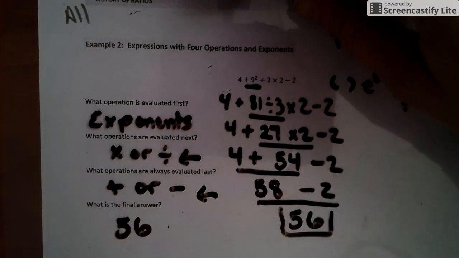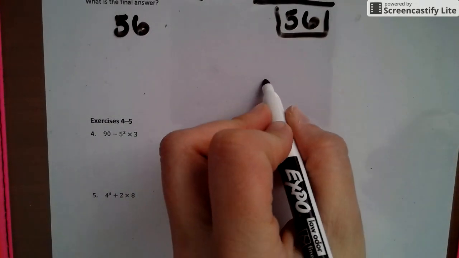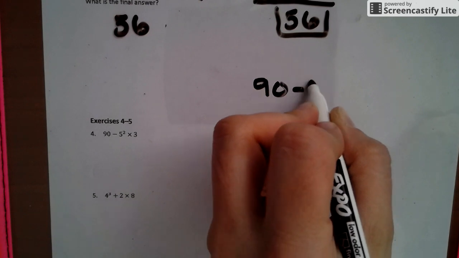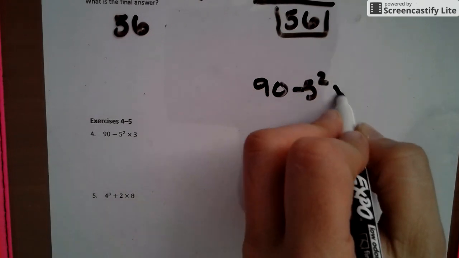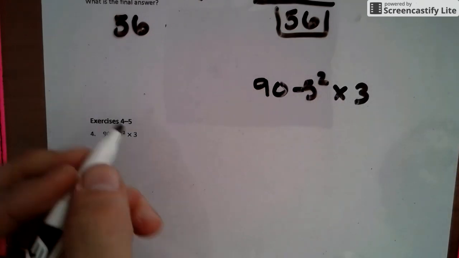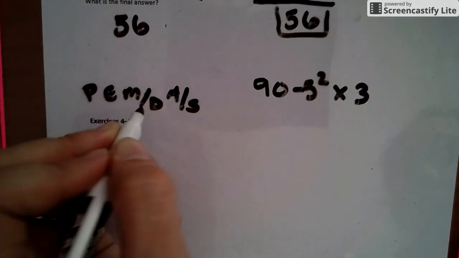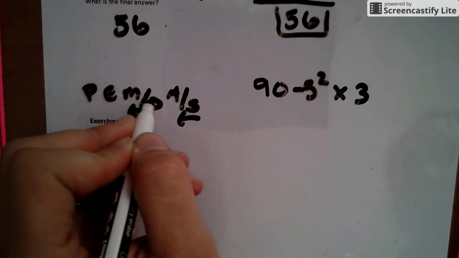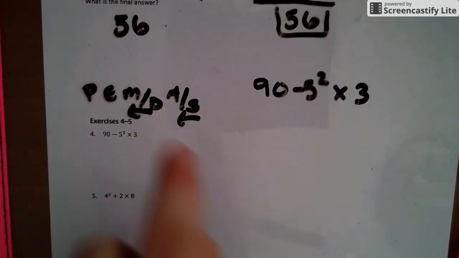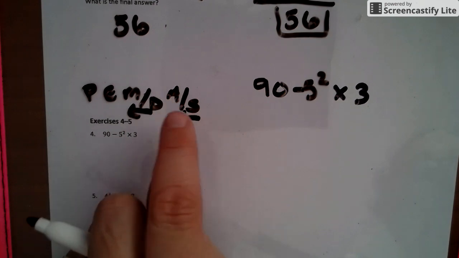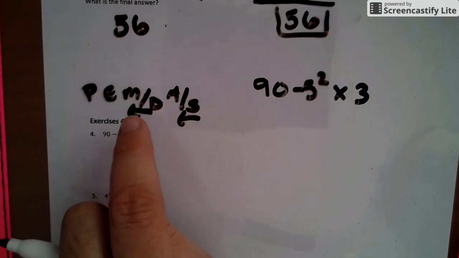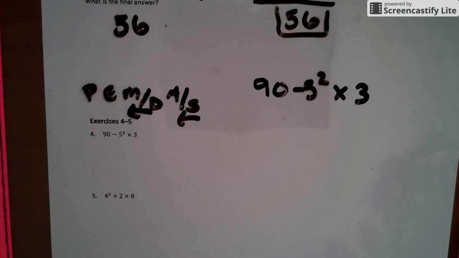So we're going to move down to another one, lower. It's not as hard. We're just going to do number 4. And I'm just going to rewrite it here. So we have 90 minus 5 to the second power times 3. So we ask ourselves, PEMDAS. Notice how I don't write it PEMDAS all in a line because it's not multiplication, then division, then add, then subtract. It's multiplication or division, whichever is close to the left. Add or subtract, whichever is close to the left.